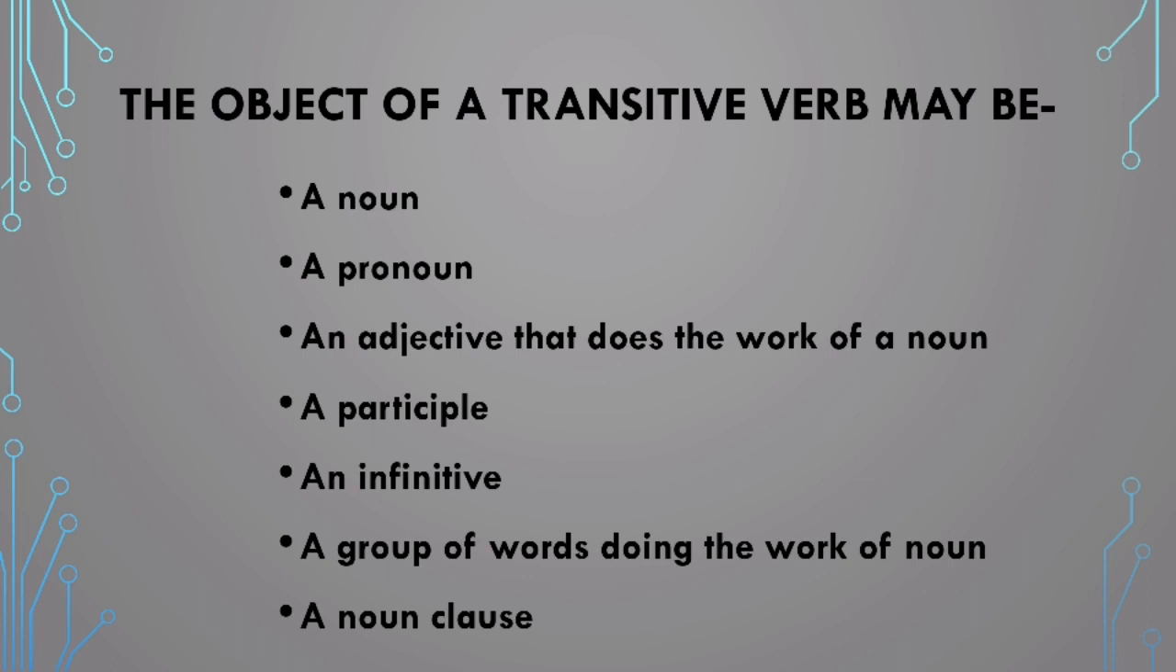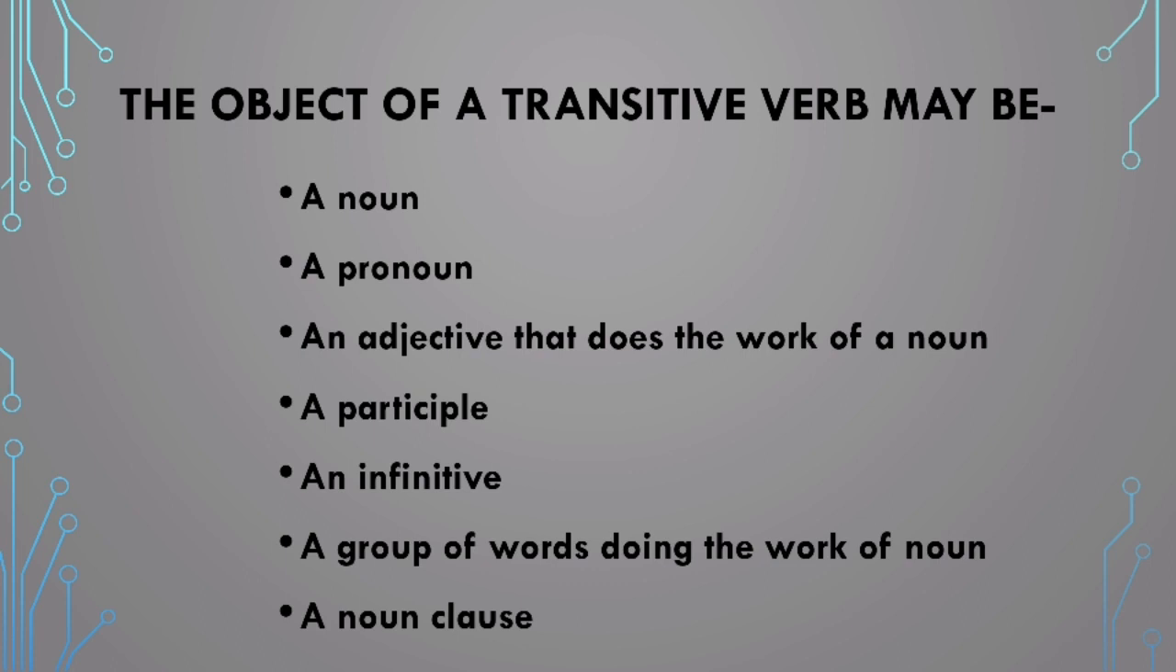Now again, the object of a transitive verb, I have told you transitive verb को एक object की ज़रूरत होती है to complete its meaning, right? So the object of a transitive verb may be a noun, a pronoun, an adjective that does the work of a noun, a participle, an infinitive, a group of words doing the work of a noun, or a noun clause.